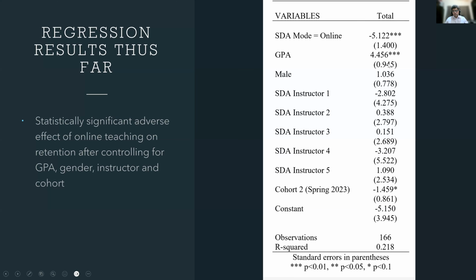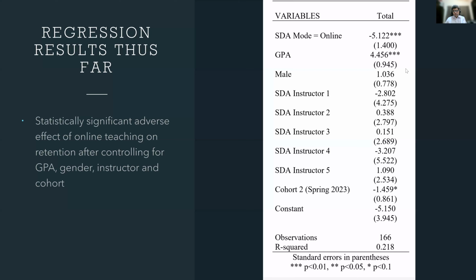The single biggest drivers are essentially GPA and the mode of learning. We're seeing that there is a highly statistically significant effect of learning the prerequisite for econometrics online. Students who did that fared much, much worse.